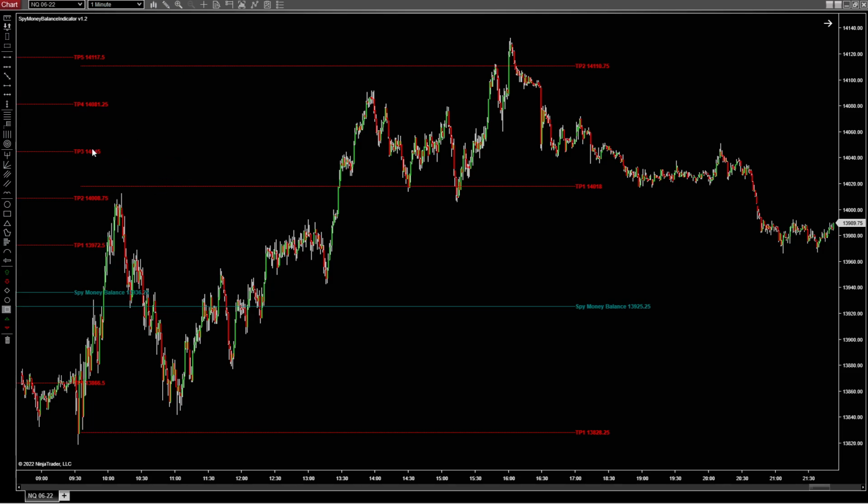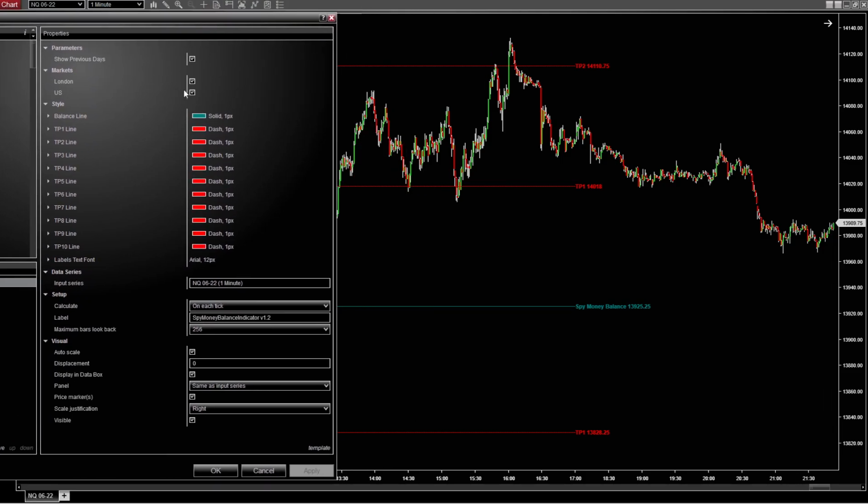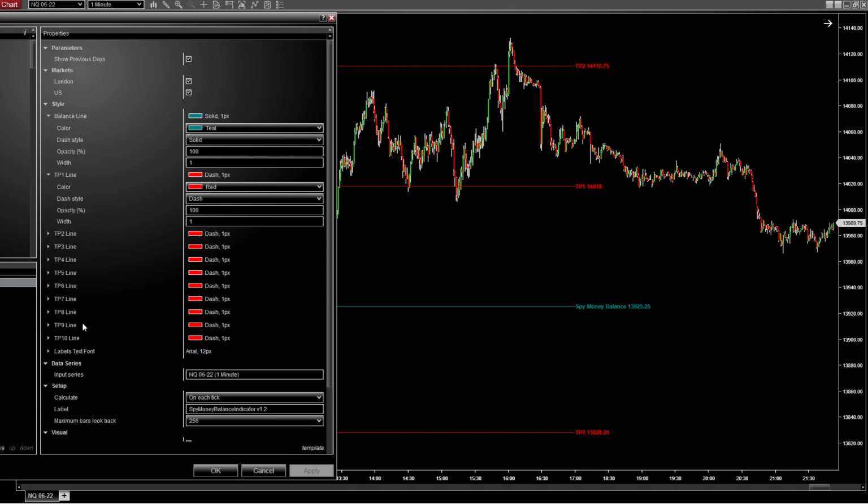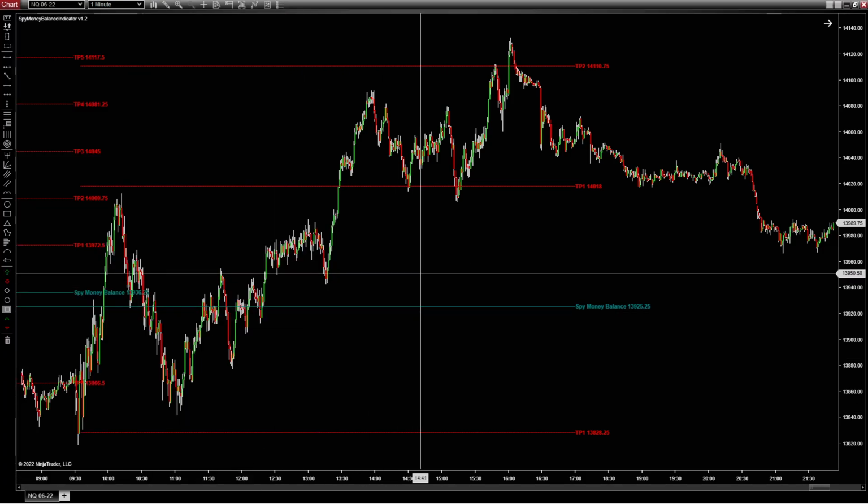So if you have both checked, which is what I have, here, let me show you. I have both of these checked now, and that will do it. You can also change the balance color. So if you don't like the teal, you can change it to whatever you want. You can change it to a dot or dashed or whatever. Change the line thickness. You can also do each one of these take profits. Then you can go ahead and change those as well. You can change the opacity if you don't want them so bright. I personally like them like that. I want to see them. But that's how it works.